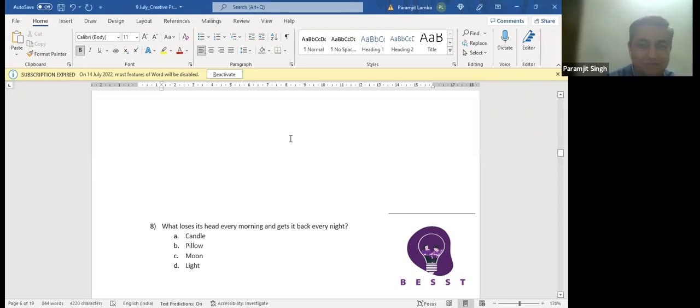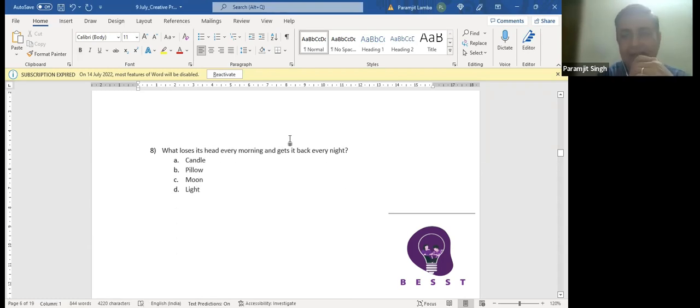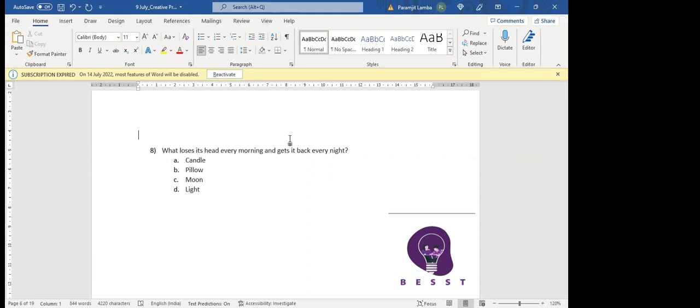Next question. What loses its head every morning and gets it back every night? Interesting. Light. Okay, Khushi, can you explain how do you say light? Sir, when it is morning, we lose the light, and at night we need a light. Interesting interpretation. Okay, and Prakar, why do you say candle? Sir, in the morning, we don't use the candle, but at night we light its head to get the light. So that's why I said it.